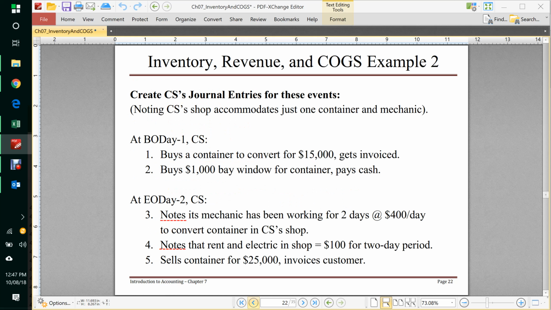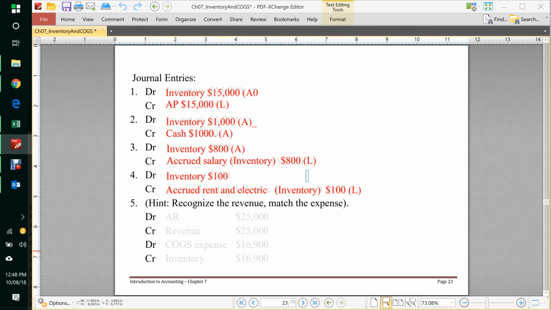So now, finally, at the end of the second day, they sell the container and invoice the customer. So they sell it for $25,000 and invoice the customer. Okay, so first thing I would want to do, I always do the easiest thing. Easiest thing for me is no matter what type of firm you have, when you sell something, you recognize that revenue. Okay, you have a party, recognize the revenue, and then you just have to note down, did you get cash for that? Did you invoice it?